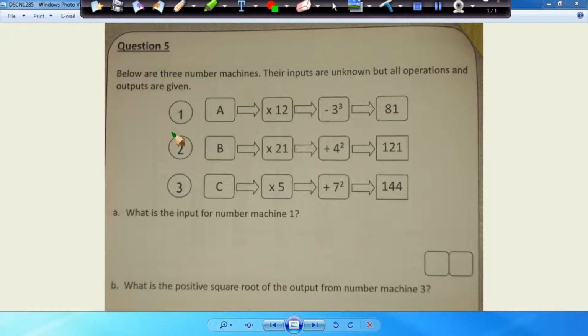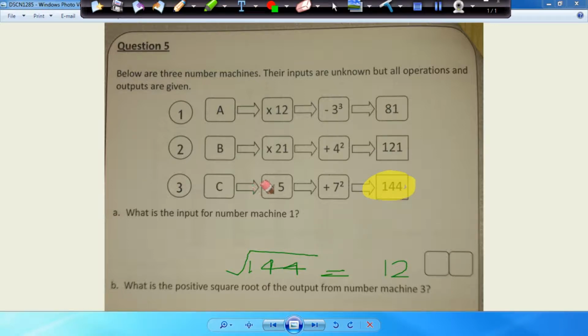Right, question part B, 5b. What is the positive square root of the output from machine number 3? So machine number 3 is talking about what number? 144. So we have to get 144 and square root it. What number multiplied by itself gives you 144? Well, actually, plus and minus 12 is the correct mathematical answer, but they're only interested in the positive answer. So we don't need the bottom part of the answer. We can say quite safely, for part B, the answer is 12. The plus is not necessary for this particular answer.